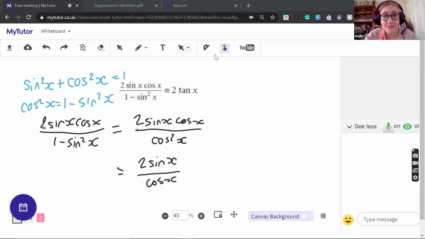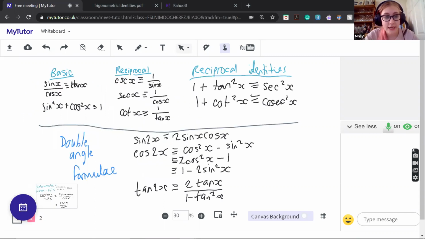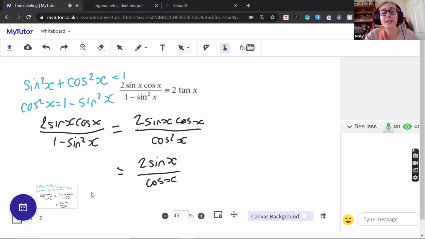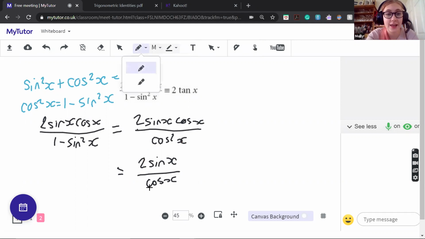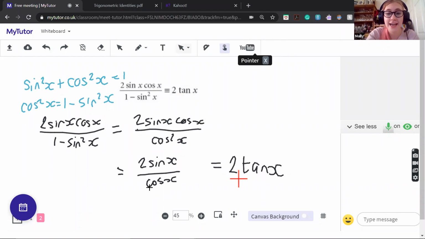Okay, so what we're going to use now is another of our basic ones from here, that sine x over cos x is equal to tan x. And this one you'll get really, really good at spotting as well. So if we've got 2 lots of sine x over cos x, that's going to be the same as 2 lots of tan x. And look at that, we've got what we wanted to get in the first place.